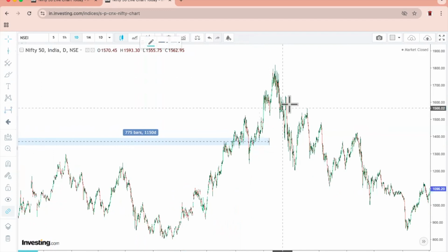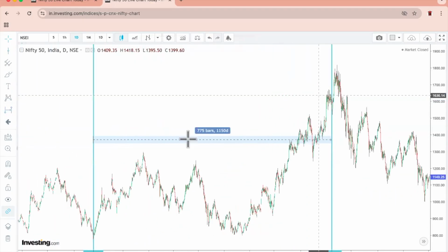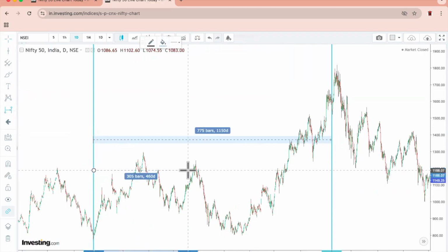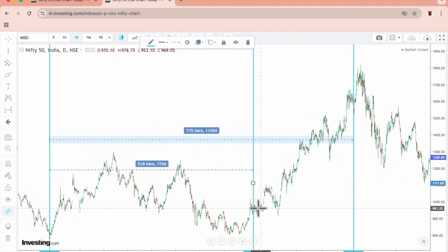So let me just mark it. Now this is the actual high, but we are getting somewhere around nearer to that part. We have taken a number of bars over here. So let's try to take the trading days also. Trading days is 775. This is what we are getting. Let me mark this also. So 775 days, we are getting probably a high over here or maybe just nearer to that part.